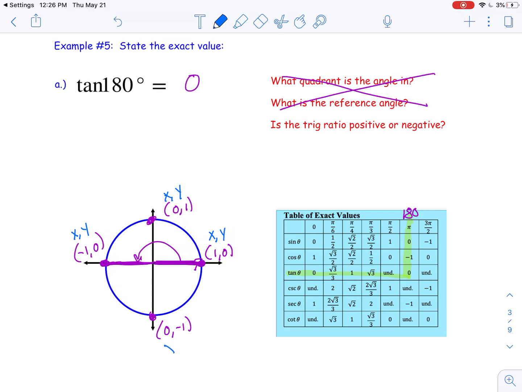And so when we think of tangent of 180, it is going to be equal to what we learned yesterday as y over x. Y is 0, x is negative 1, so it ends up being 0. You can just use your chart here, but you don't have to worry about positive and negative for this. It's just going to be tangent of 180 is equal to 0.